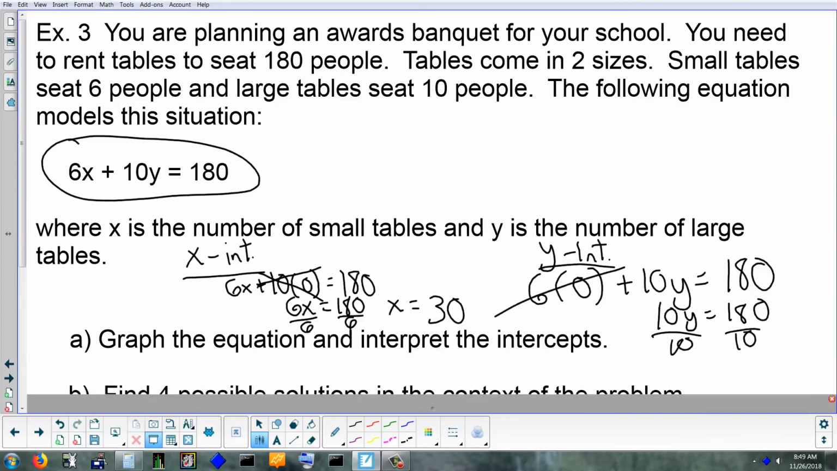Now on a Monday morning, Jake, I'm not going to make you do 180 divided by 10. But your answer should be y equals 18. So there's your two intercepts. X equals 30. Y equals 18. All right.